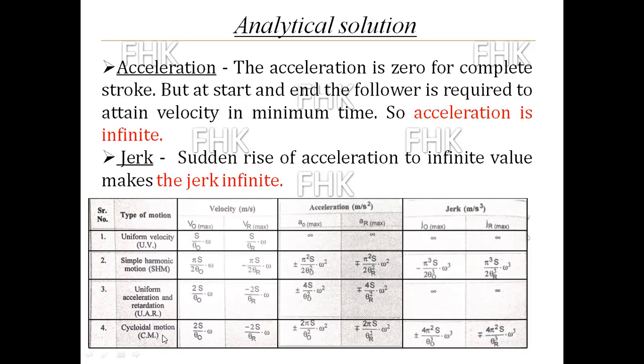In this way, for cycloid motion also, the velocity, acceleration and jerk for the outward stroke and for the return stroke are written in this table. Here s is the displacement in meters, omega will be in radians, and theta will also be in radians. You have to convert the theta which is given in the problem statement in degrees into radians by multiplying by pi by 180.